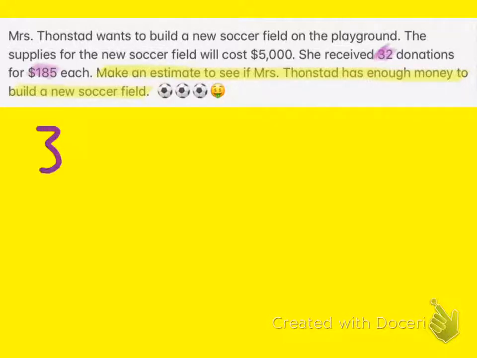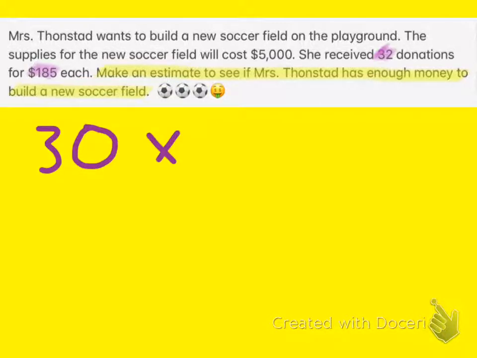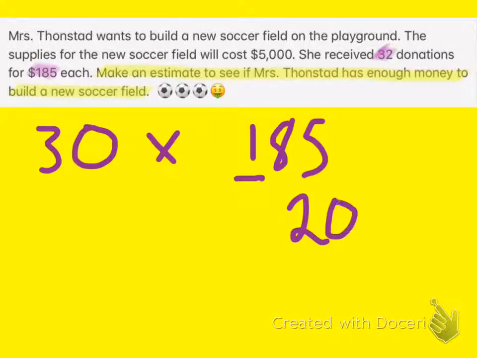Okay, that 32, we got to figure out if that's going to be closer to 30 or 40, and it's closer to 30. Okay, we're going to multiply that by a number that's close to 185. So we have to decide if that's closer to 100 or 200. And 185, that 8 tells us to go up to 200.